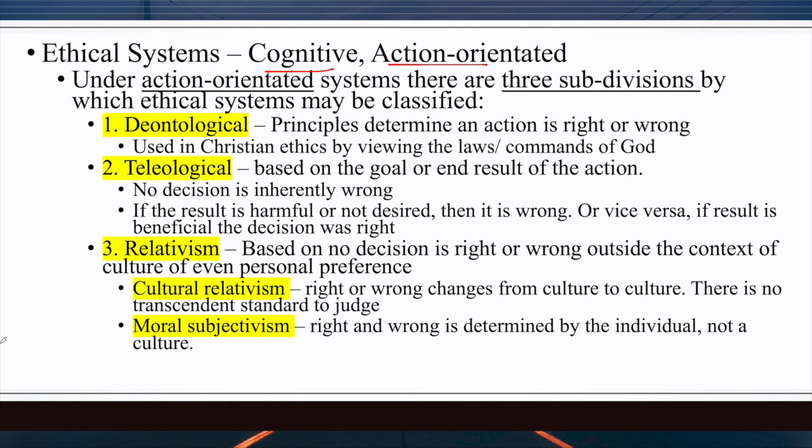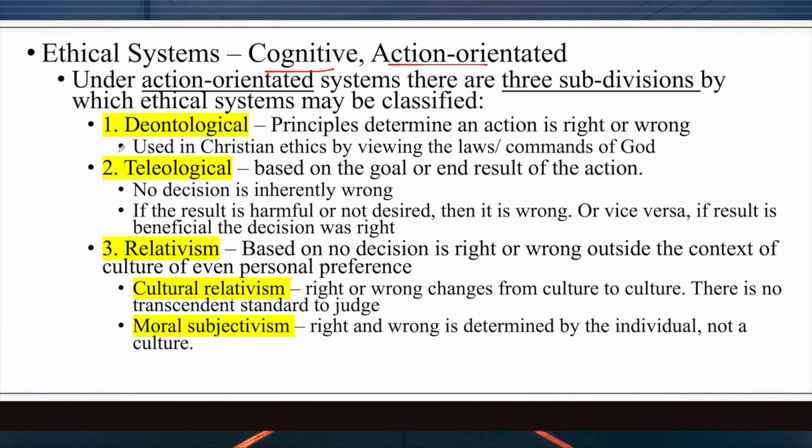The number 3 is relativism. This is based on no decision is right or wrong outside the context of the culture or even personal preference. So basically what that means is cultural relativism: right or wrong changes from culture to culture. There is no transcendent standard to judge. And then moral subjectivism is right and wrong is determined by the individual, not a culture. So you can see how it can really start getting out of control. Under relativism, there's no right or wrong. It's only based on, does the culture say it's right or wrong? Then it can even be further than that: does the person in the culture say it's right or wrong? So you can see how under cognitive, action-oriented ethical systems, it can start really branching out.